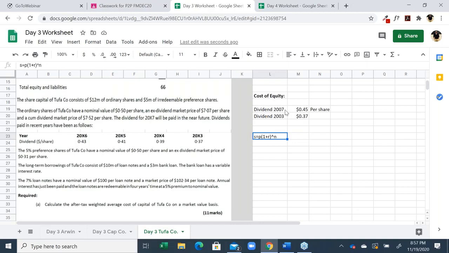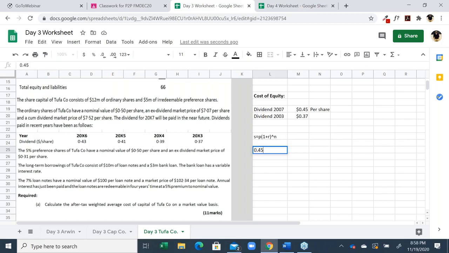Yes, 0.45, that's the latest one. So that should be considered as S, the sum, the future value. Which should be considered the present value, that is the earliest value? The 2003's dividend, which is 0.37, right? So I'm just putting it, and then we will be rearranging and solving using Excel. So for your sake, I'm just putting these values here.